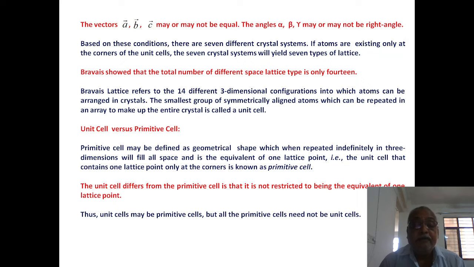The unit cell differs from the primitive cell in that it is not restricted to being equivalent to one lattice point. Unit cell may have more than one lattice point. इसका मतलब क्या हुआ? Unit cell may be primitive. If one lattice point है, it is primitive cell. But all primitive cells need not be unit cells. अगर क्वेश्चन आता है 2 नंबर का तो आपको ये पूरा तीनों पॉइंट लिखने पड़ेंगे.